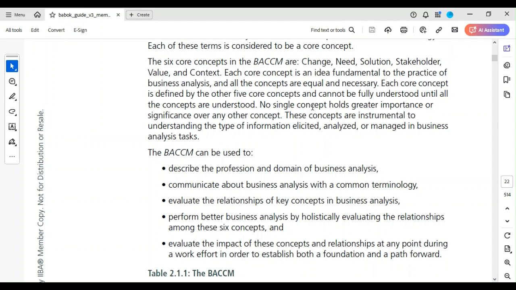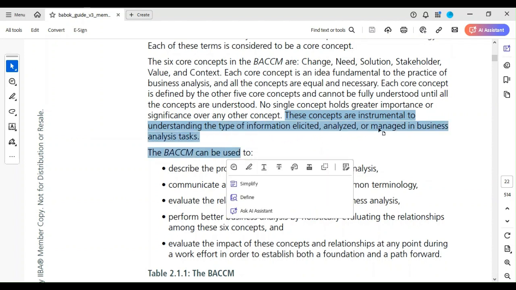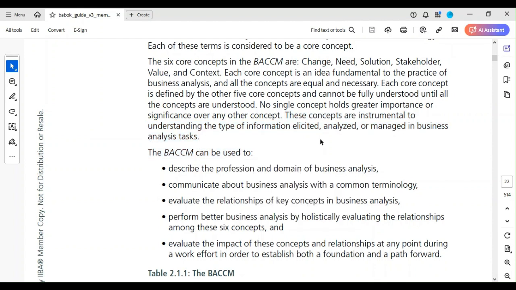These concepts are instrumental to understanding the type of information elicited, analyzed, or managed in a business analysis task. I would like to take that last point again. These concepts are important to understanding the type of information elicited, analyzed, or managed in a business analysis task. So when you are doing your elicitation, your analysis, or whatever, you have to carry these core concepts with you.